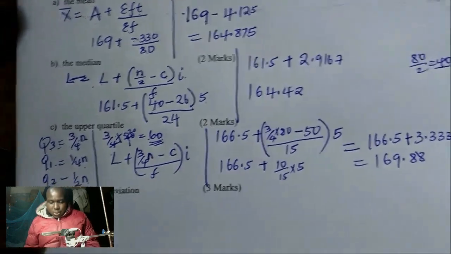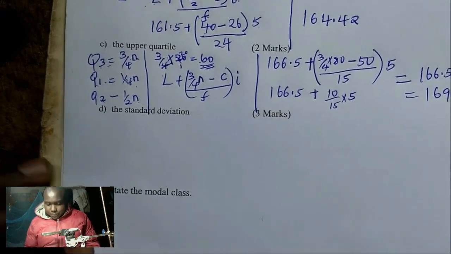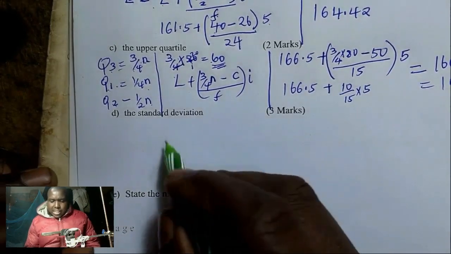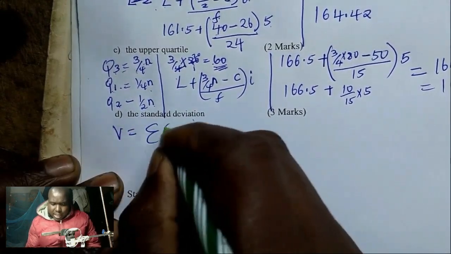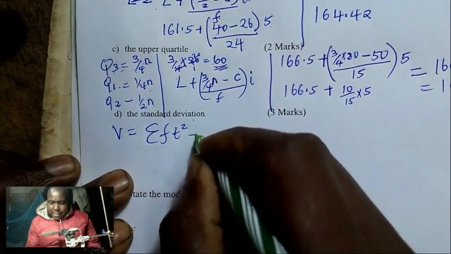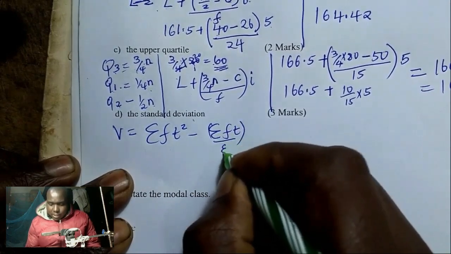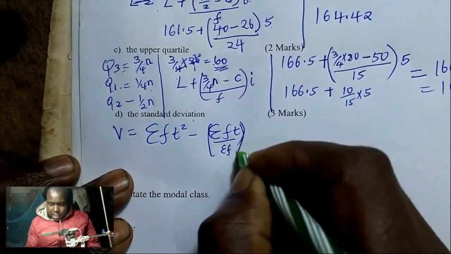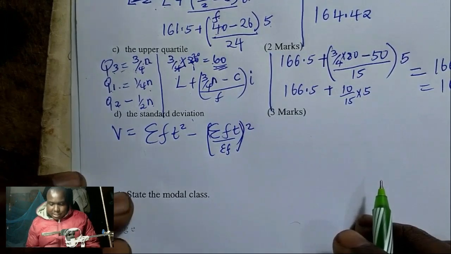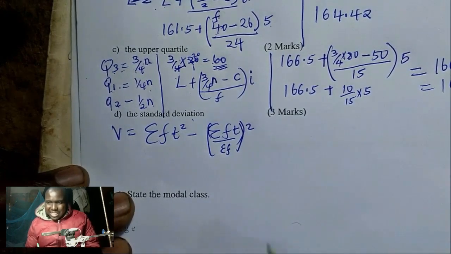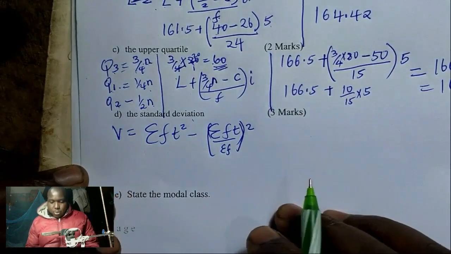So the next thing is to calculate the standard deviation. How do you calculate the standard deviation? To get the standard deviation, first we must get the variance. So variance is given by summation ft squared over summation f, minus summation ft over summation f, everything squared. That one will give us the variance. But we know the standard deviation is the square root of the variance. So once we have the variance, we can get the standard deviation.